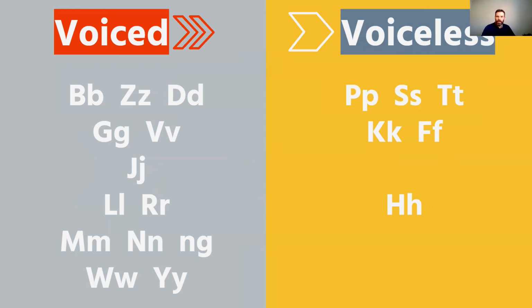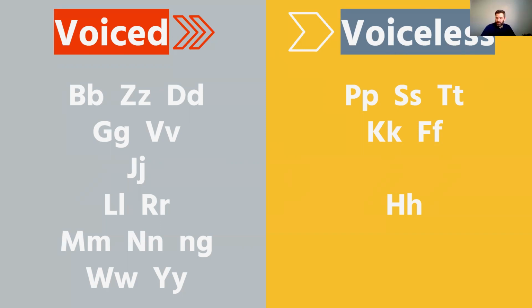So we have B and P. We have Z and S. We have D and T. And G and K. And V and F. Then we have one more voiceless sound that does not have a voiced counterpart, and that's the H sound. Now there are many other voiced sounds that don't have a voiceless counterpart, such as J. Now, J does have a voiceless counterpart, but we'll learn about it later.